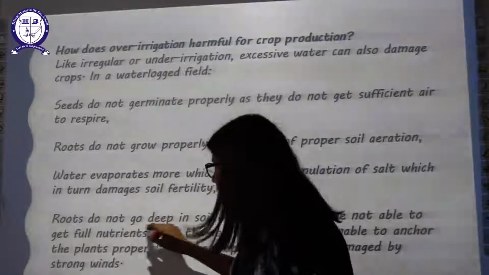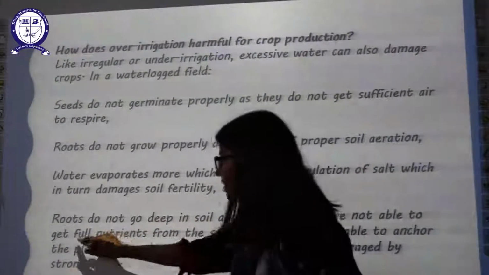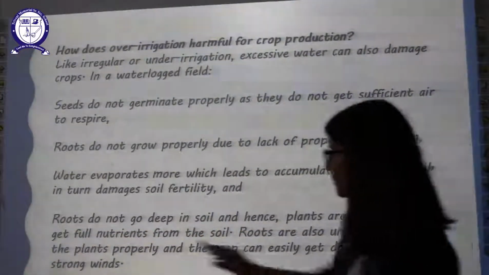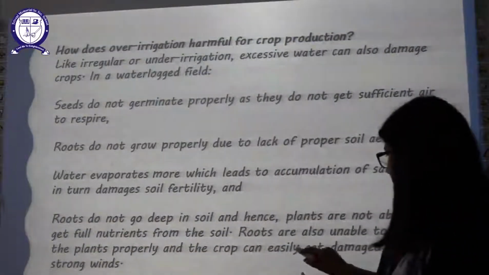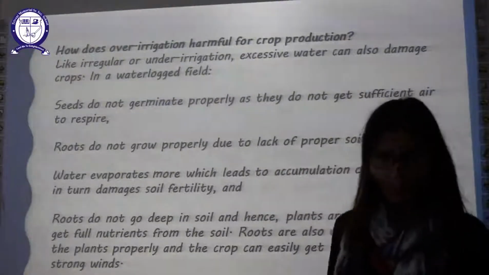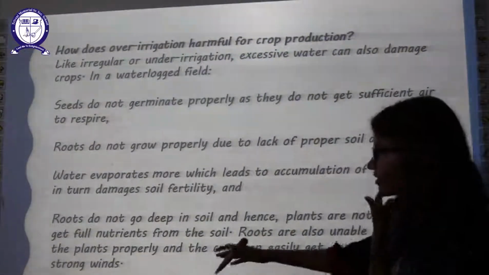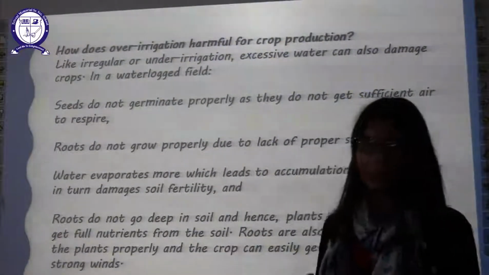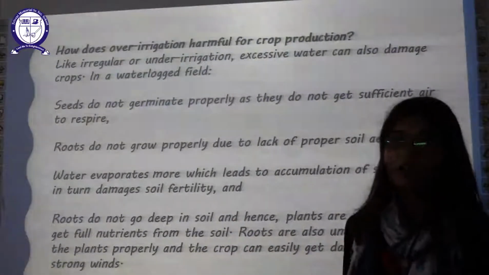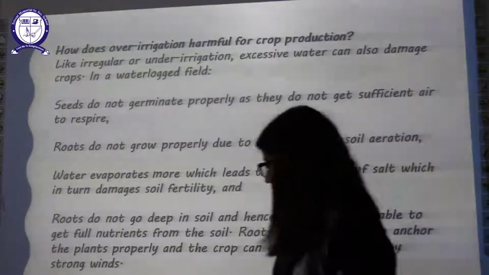Now the roots do not go deep in the soil, and hence plants are not able to get full nutrients from the soil. Roots are also unable to anchor the plant properly, and the crop can easily get damaged by strong wind. Your root will not grow properly, so they will get easily blown over by strong winds. The root will not take proper shape, and they will not absorb nutrients and minerals properly, which ultimately results in damage of your crop.